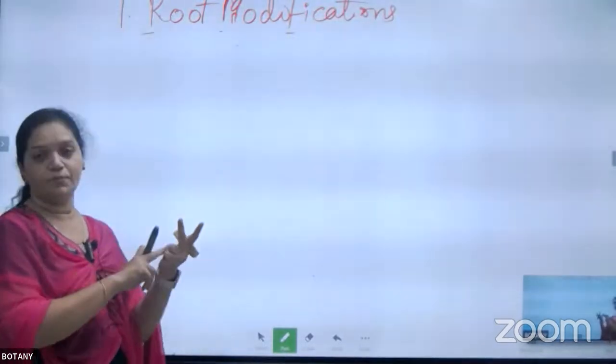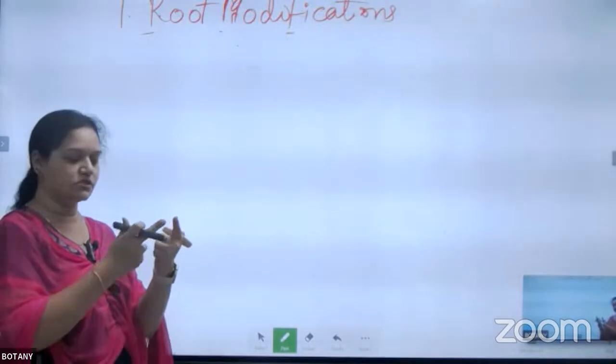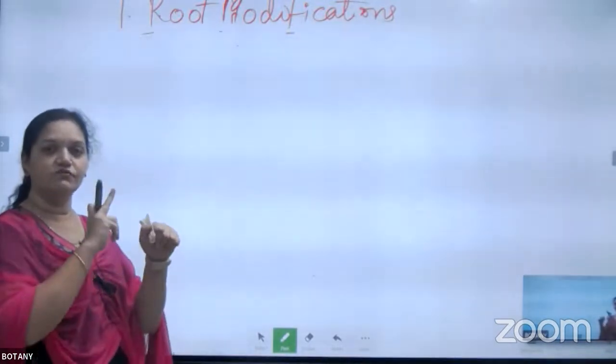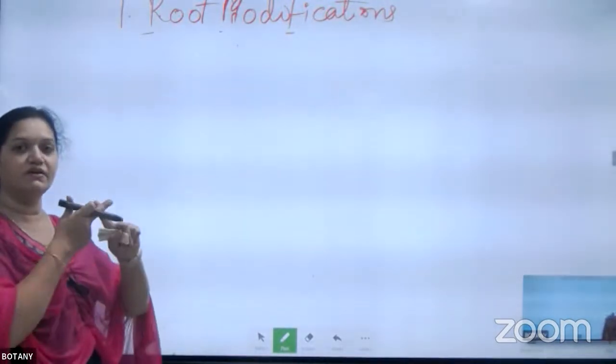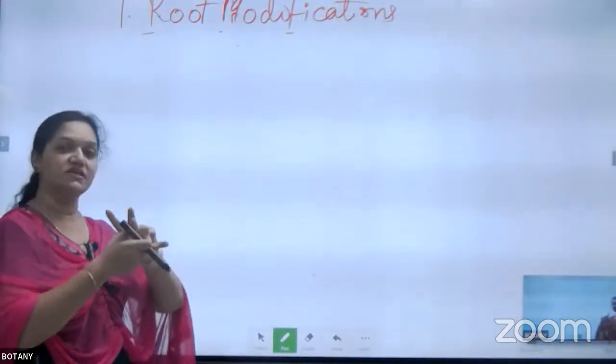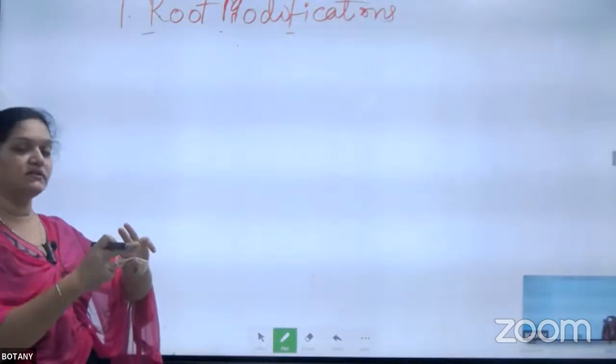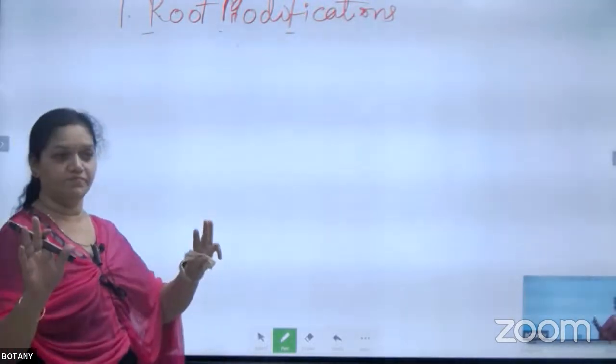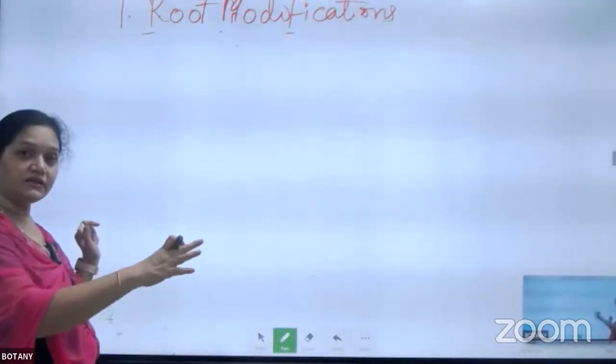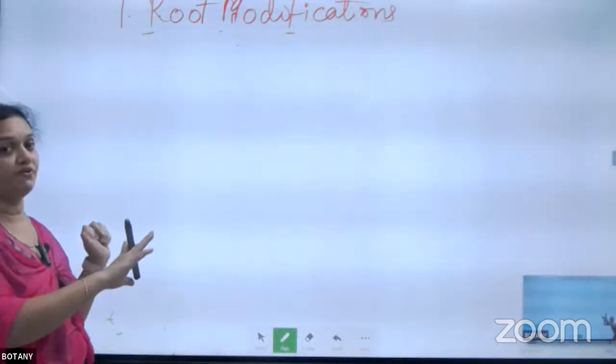Second one is the prop roots. Third one is the stilt roots. Fourth one is the pneumatophores. Fifth one is the velamen roots. Sixth one is the nodular roots. Seventh one is the haustorial roots. Eighth one is the photosynthetic roots. In this, order should not be jumbled. Then only we can write and we can explain the answer very well.